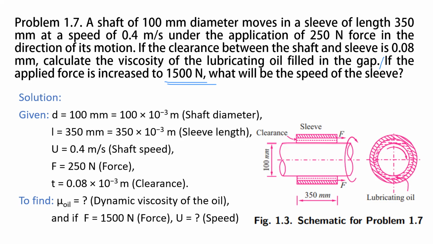So this is the schematic diagram, and this diagram will not be given. You have to imagine this diagram and you have to draw it on your own. Now you see that this is the shaft, 100 millimeter. This is the sleeve, 350 millimeter. There is a clearance of 0.08, and there is a force, 250 Newton force in the direction of motion. So in the movement direction, there is a force acting, 250 initially.